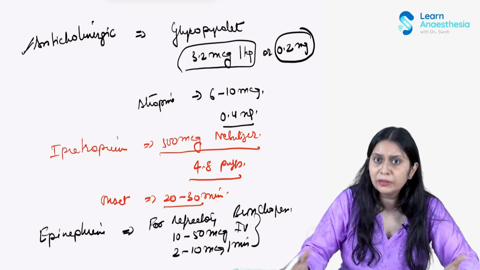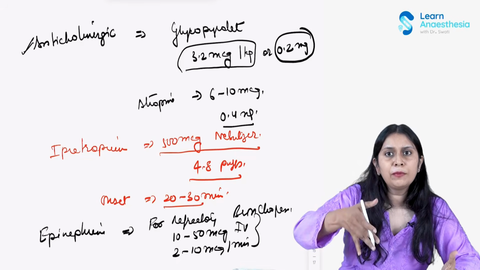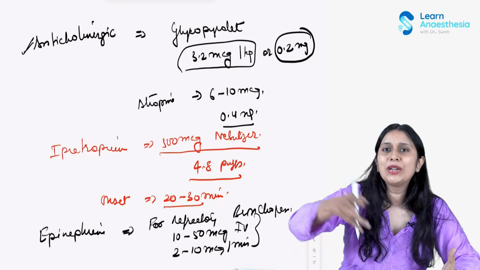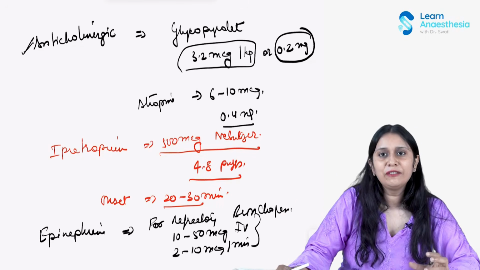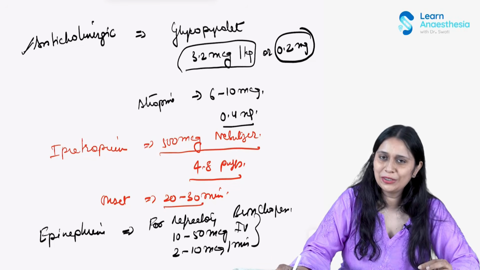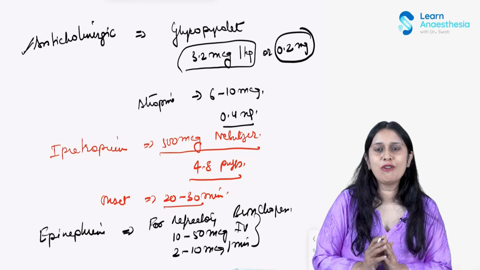So what do I do when I use an anesthetic agent? I use a propofol and ketamine combination, because ketamine would counteract the vasodilatory effect of propofol, and I would get very good bronchodilation without having any hypotension. Okay, so this is how we manage intraop bronchospasm.